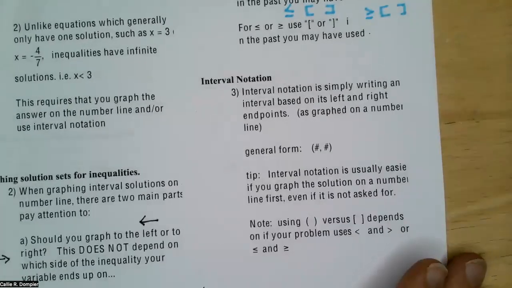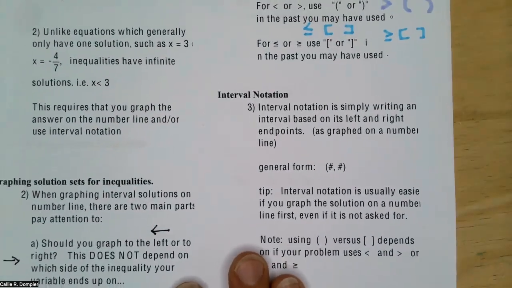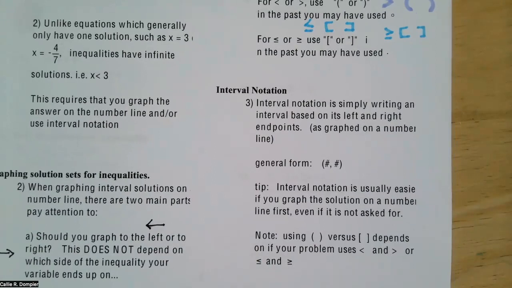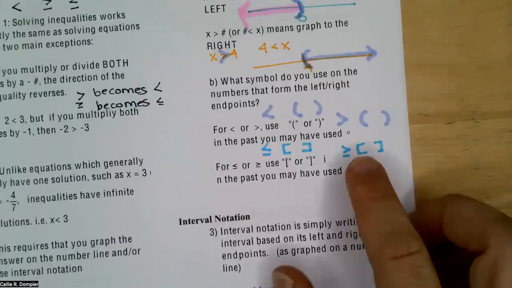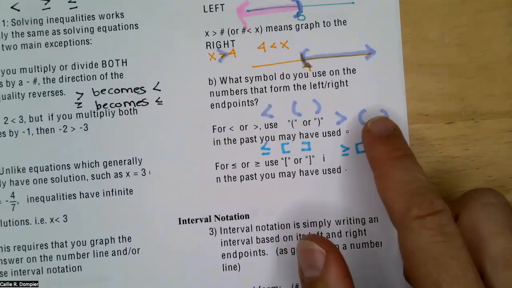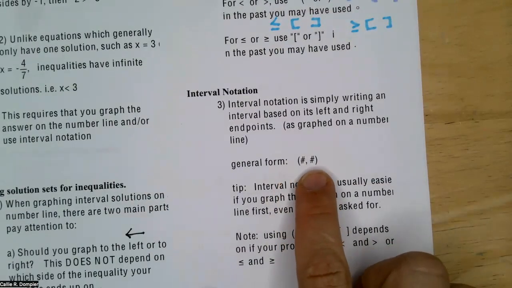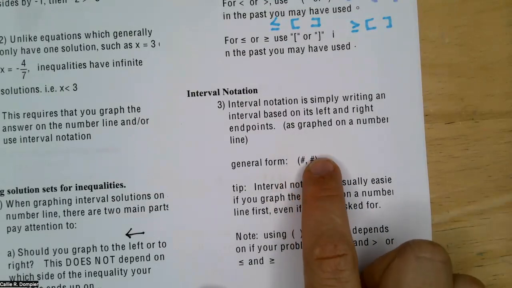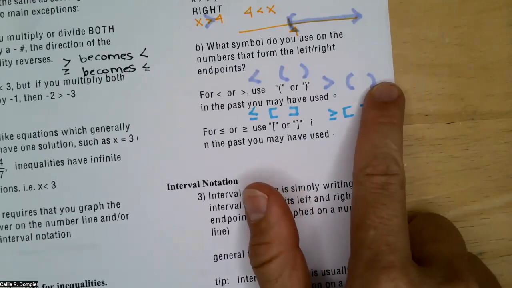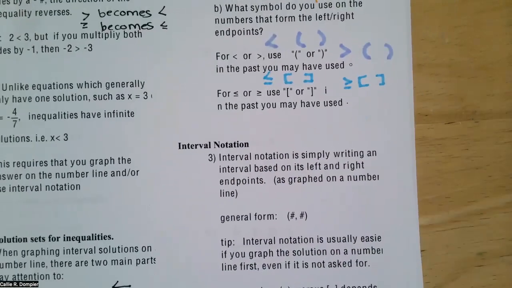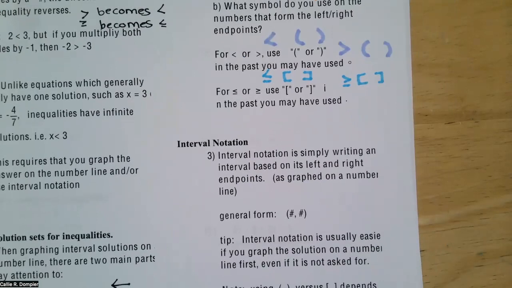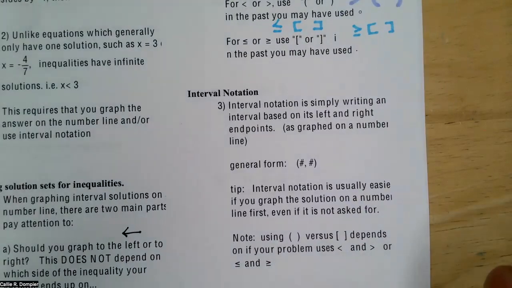Interval notation is writing an interval based on its left and right endpoints. And the general form is you start with one of these symbols, a bracket or a parenthesis. You put the number you start with from left to right, and then you put the number you end with from left to right, and then you close it with whatever symbol it is, either a parenthesis or a bracket, okay? It's easy if you graph it on a number line first, and then use the number line to guide how you're going to write your interval notation, okay?